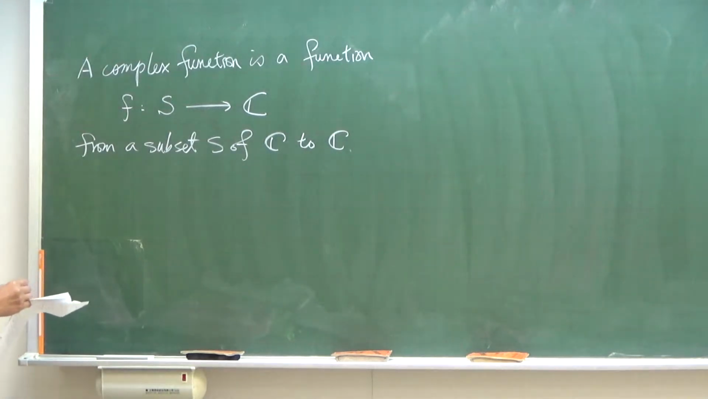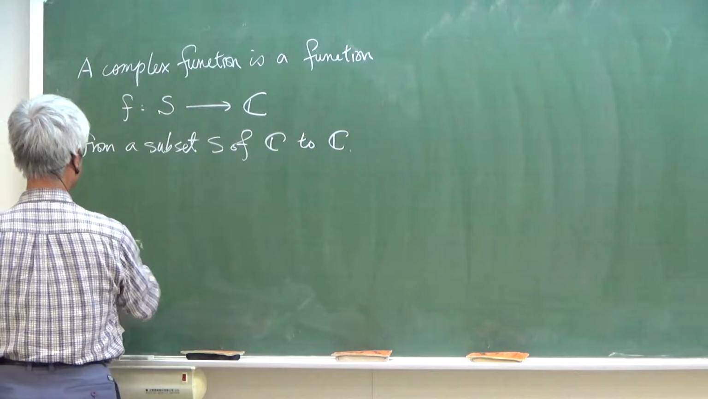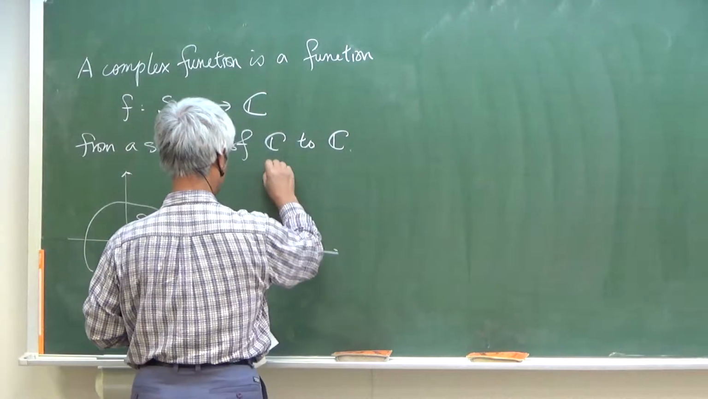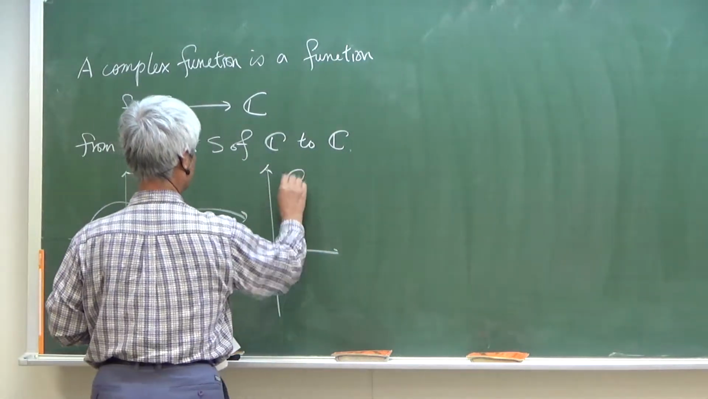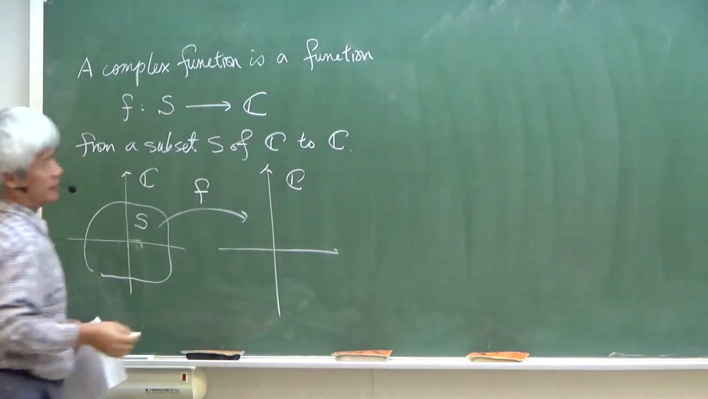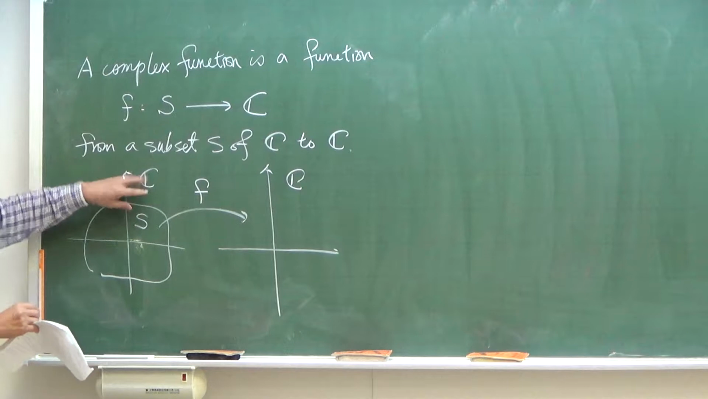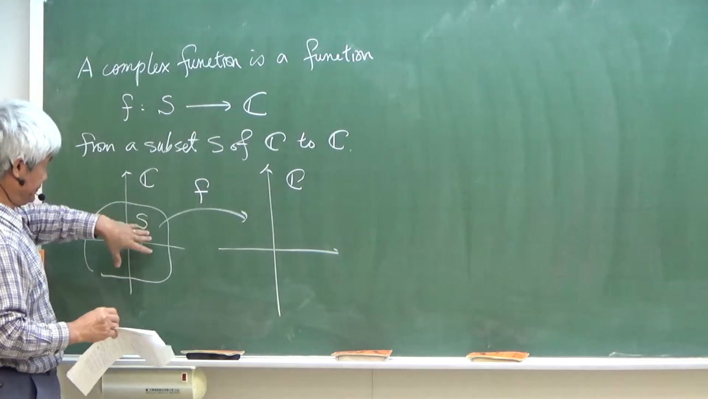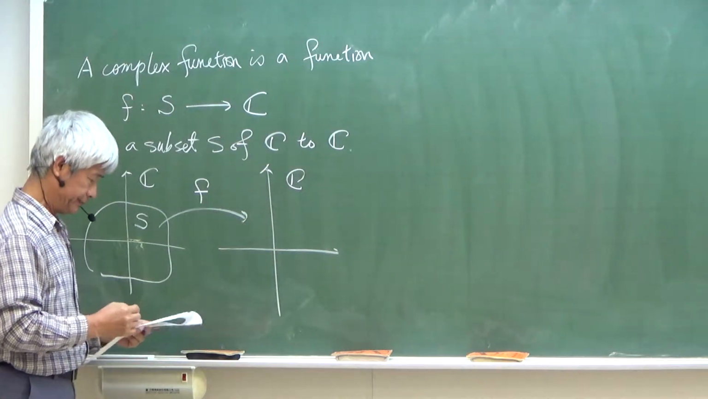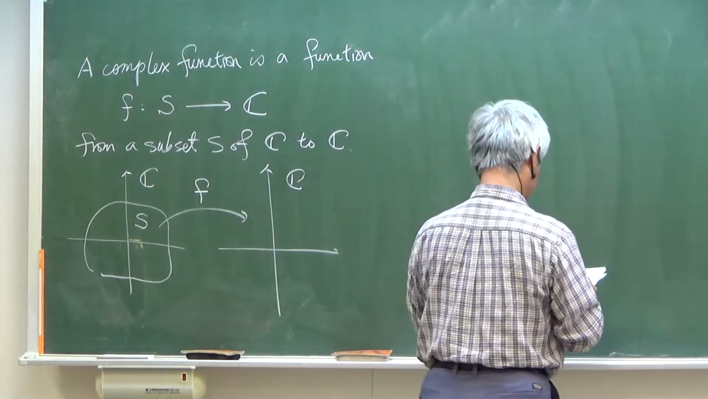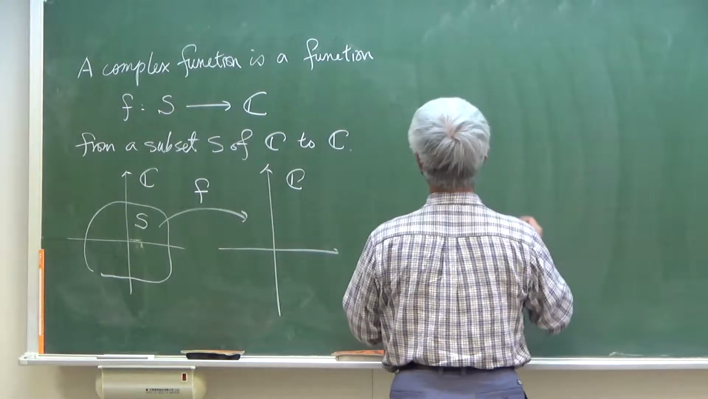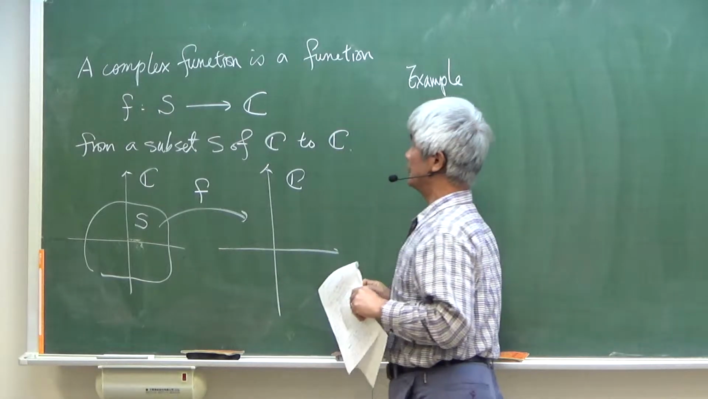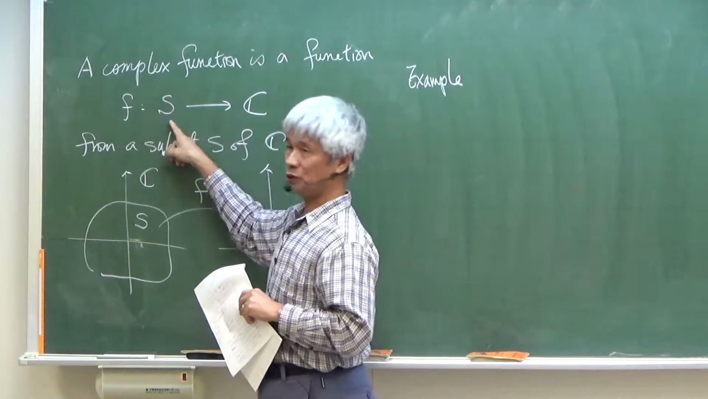We define a complex function. It is a function from a subset X of the complex plane, or the set of all complex numbers, to C. And from X itself we find a suitable domain.